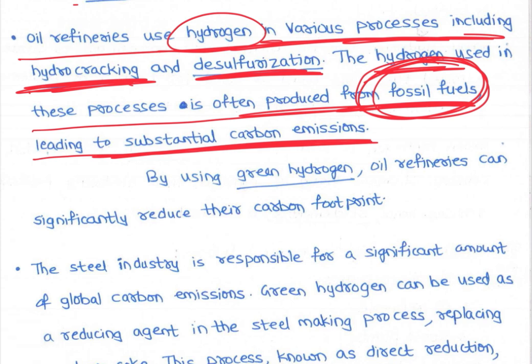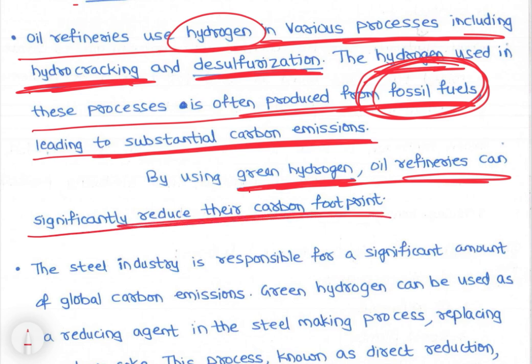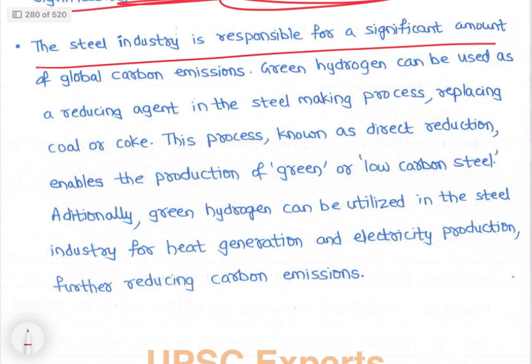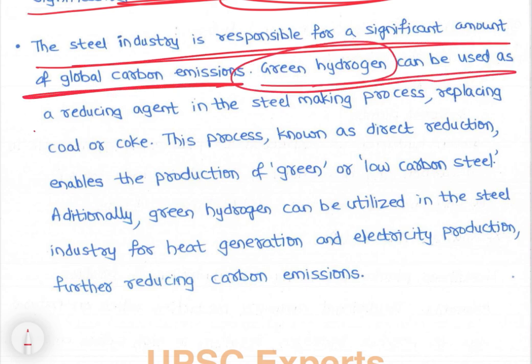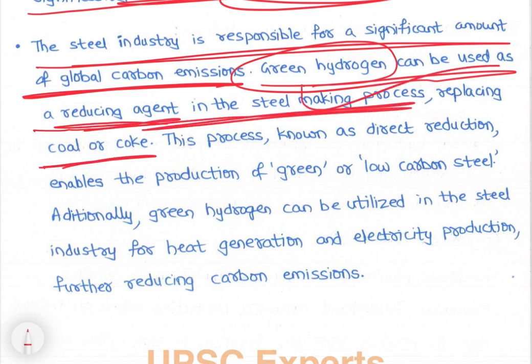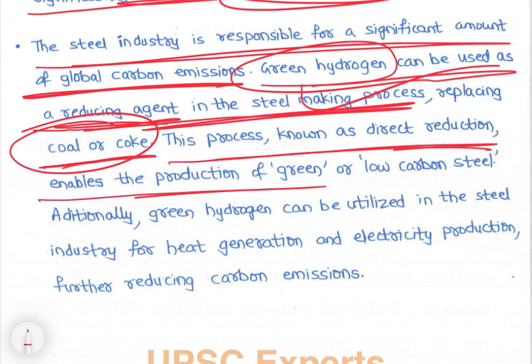From fossil fuels, leading to substantial carbon emissions. By using green hydrogen, oil refineries can significantly reduce their carbon footprint. Similarly, the steel industry is responsible for a significant amount of global carbon emissions. Green hydrogen can be used as a reducing agent in the steelmaking process, replacing coal or coke. This process, known as direct reduction, enables the production of green or lower carbon steel.